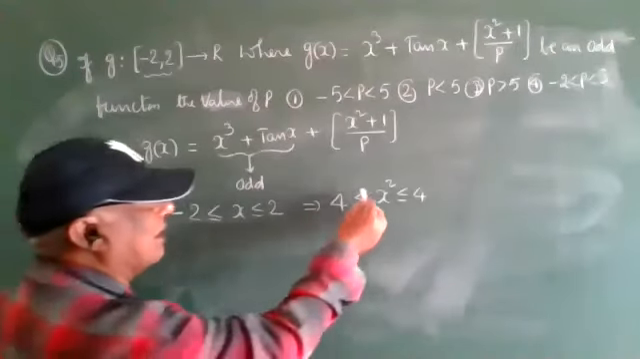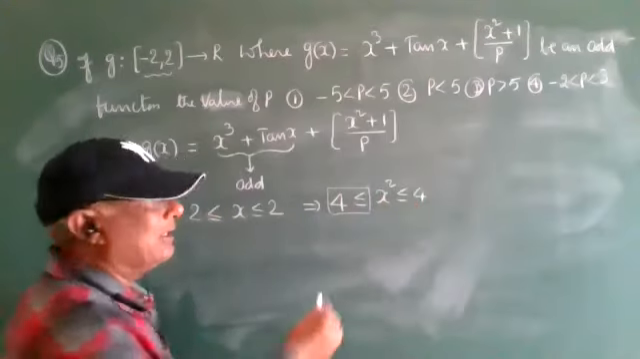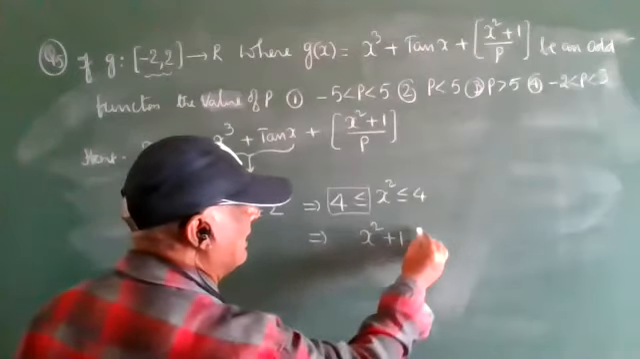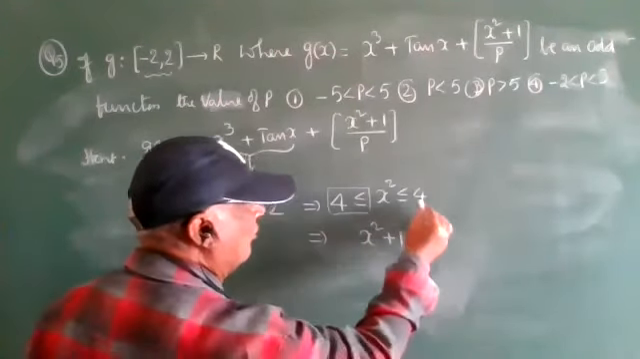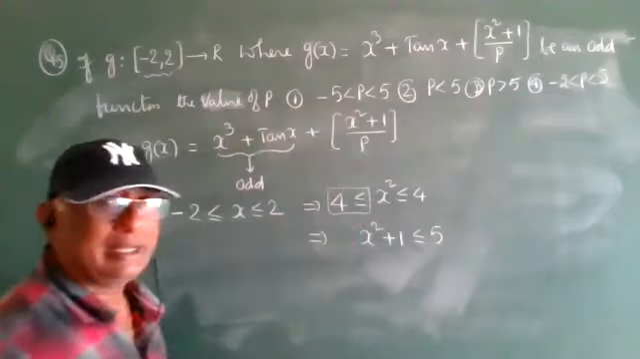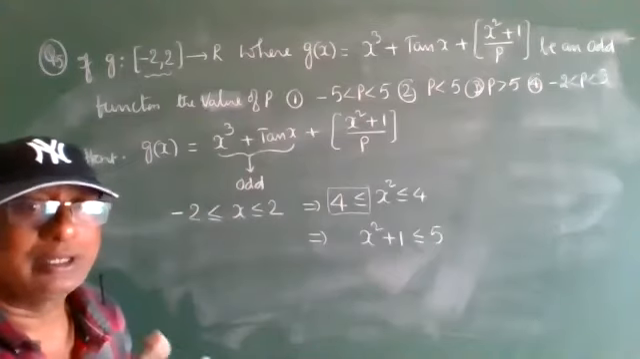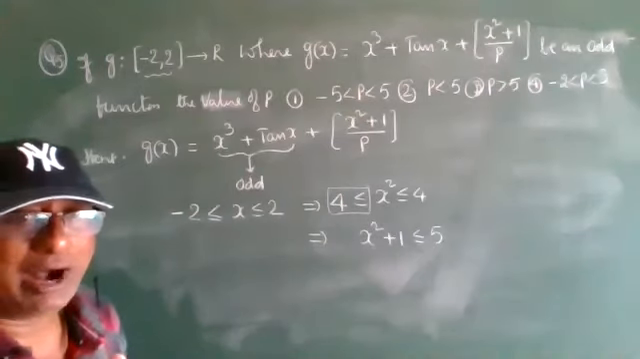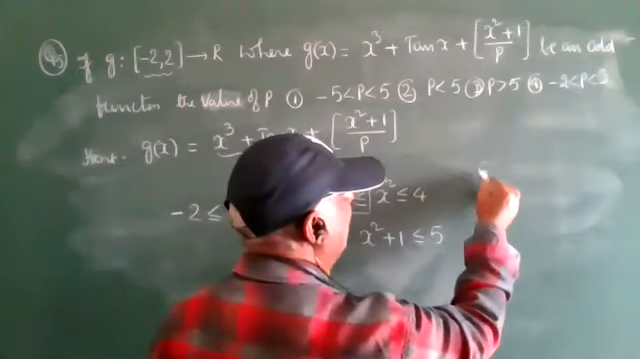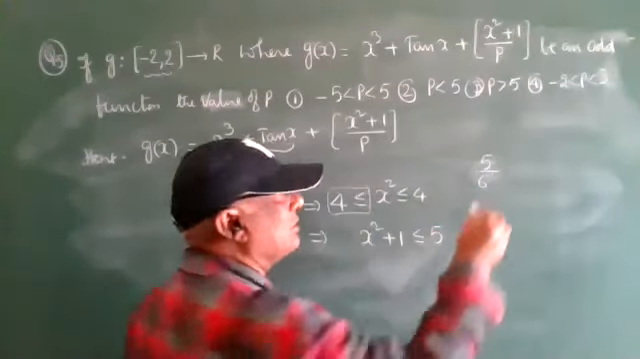Both sides, this is not necessary. We should take this one only. So x square plus 1 is less than or equal to 4 plus 1, which is 5. Here x square plus 1, now this value is 5. Above 5 you should observe, 0 point something will become. So p value you can take, 5, or p value 6 we can take, and divide.